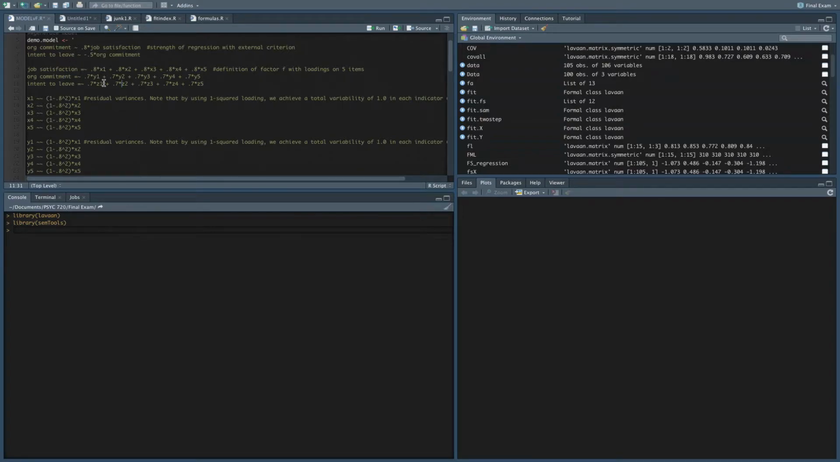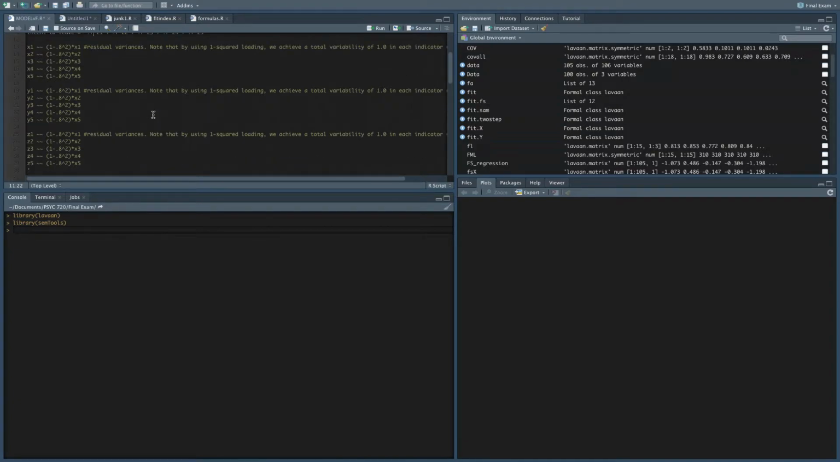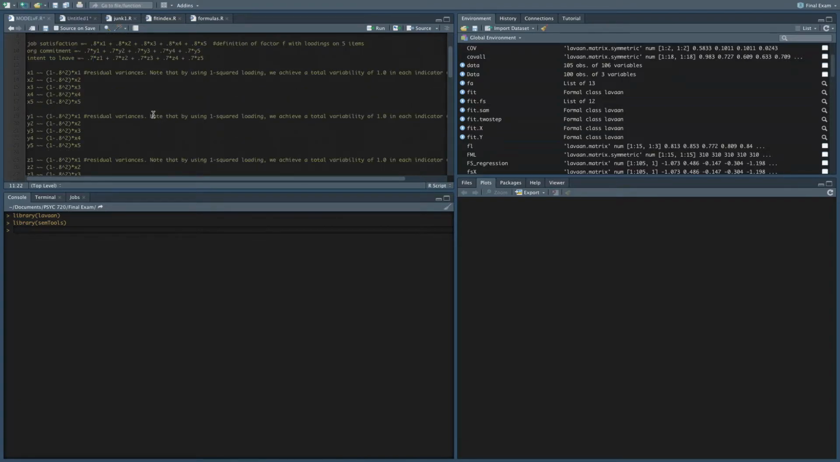Just for ease of application, I just made them all load onto job satisfaction at 0.8. Down here I did it with 0.7, and here I did 0.7. It's kind of arbitrary. Just wanted them to be significant, or at least just correlate highly with what they're supposed to be measuring.